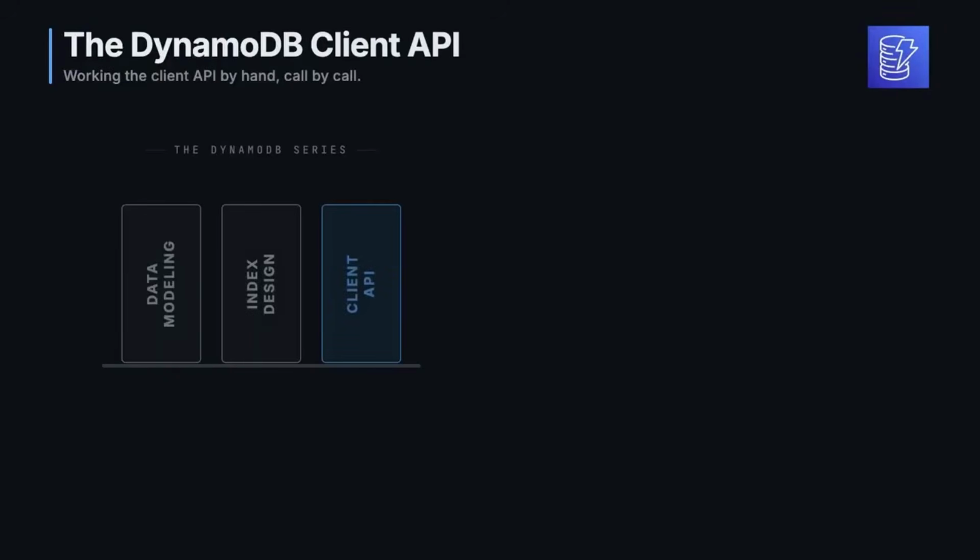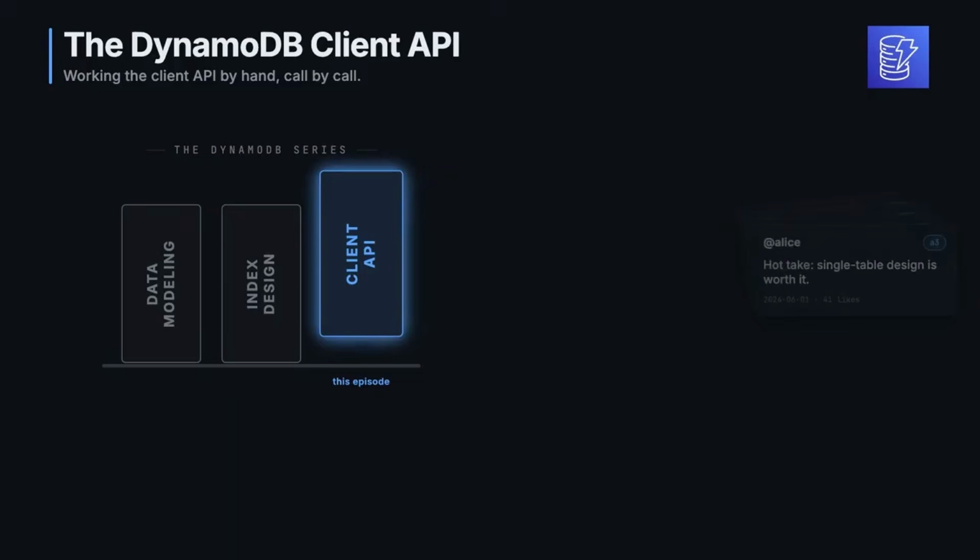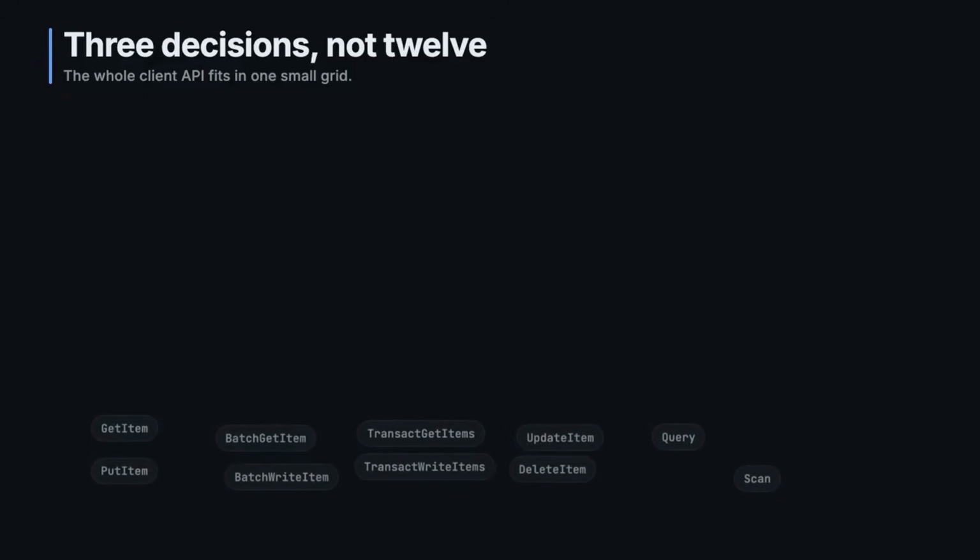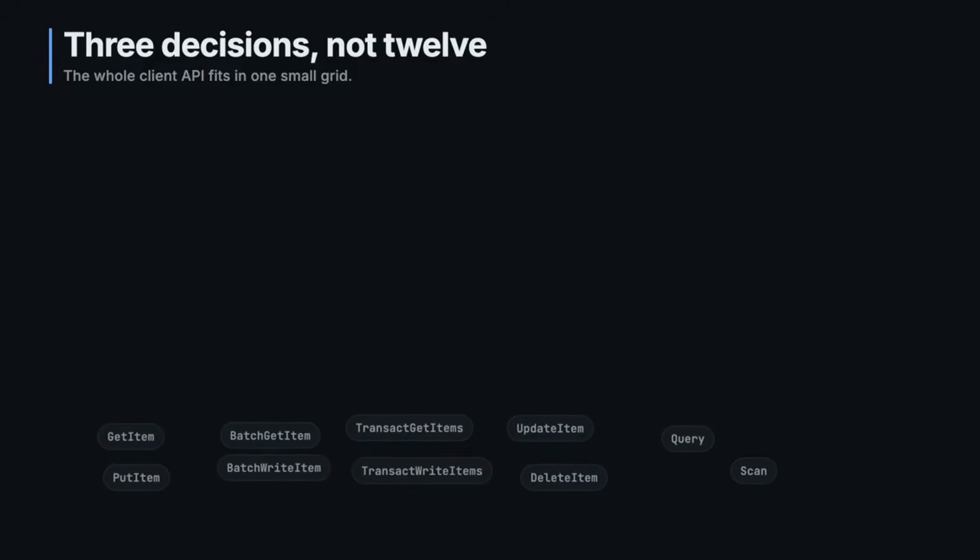This is the DynamoDB series, and so far it's been about table and index design. This time, we call the API from code against one small feed and watch what each call costs and how it works. The client API can look like a pile of methods you are supposed to memorize. It gets a lot smaller once you see the shape underneath.